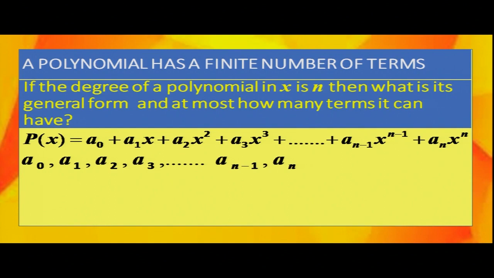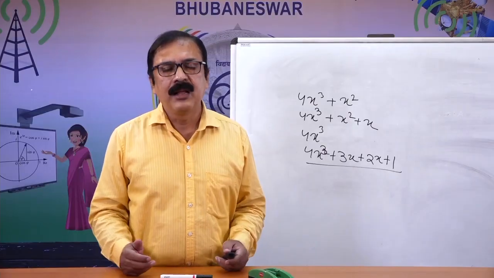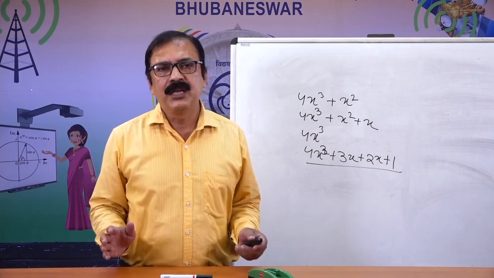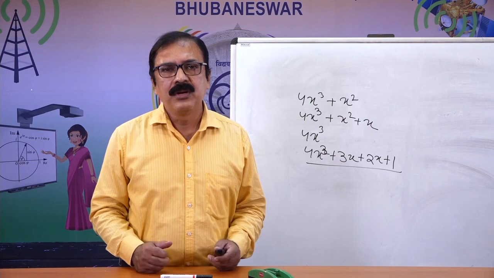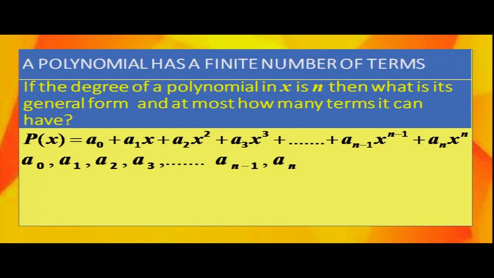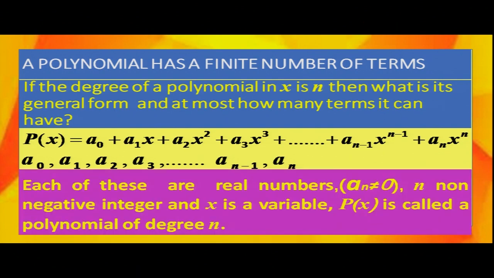Why are we writing like this? In the last case, the cubic polynomial, only 4 terms were given, so we used a, b, c, d. But here the number of terms is not known, so how do we write the coefficients? In this way, a0, a1, a2, a3, we write the coefficients, and these are constants. As this is a degree n polynomial, an must not be 0, and n is a non-negative integer.